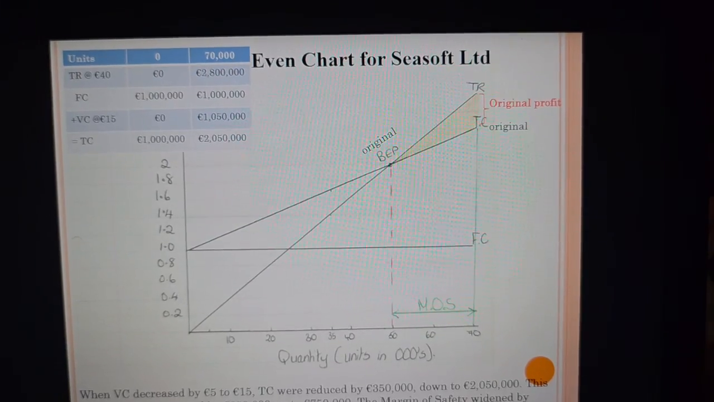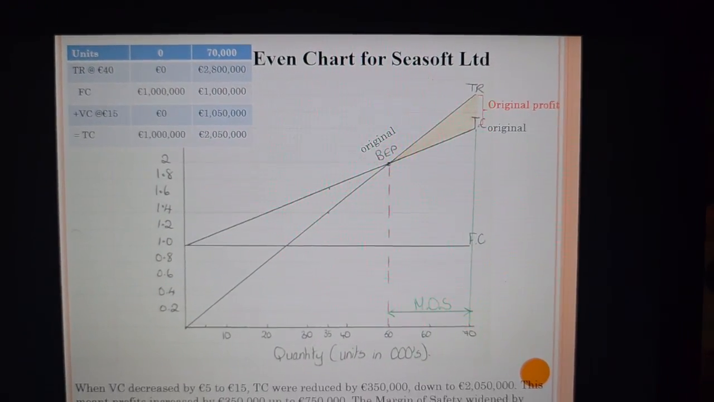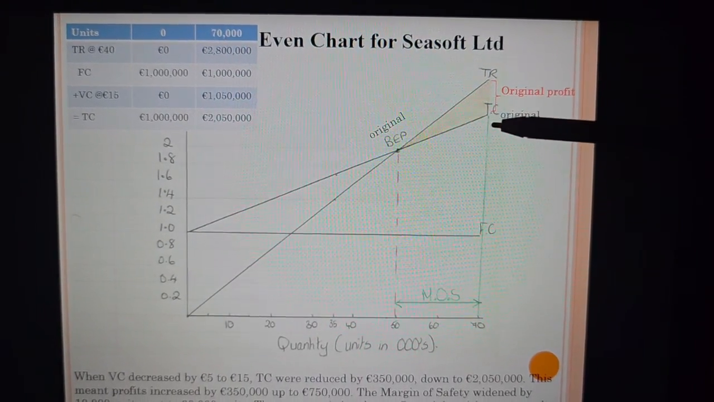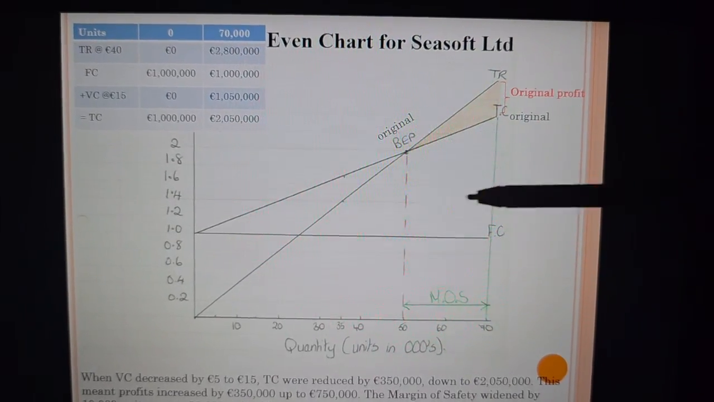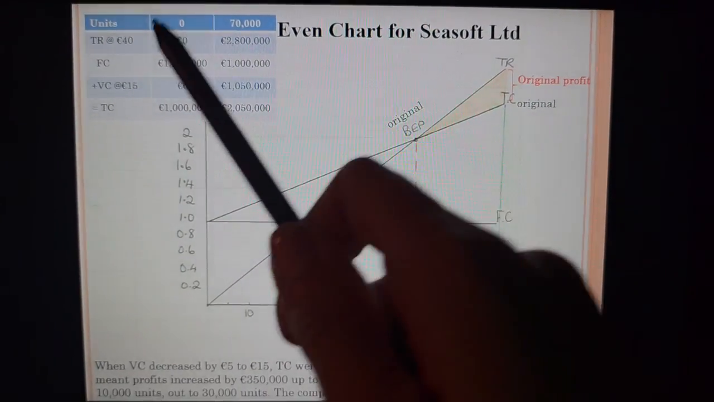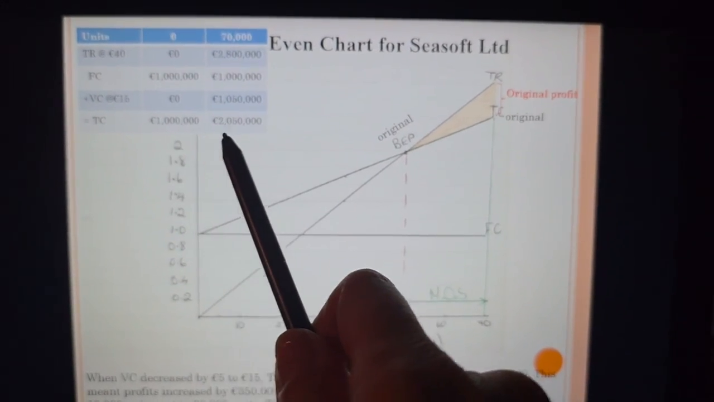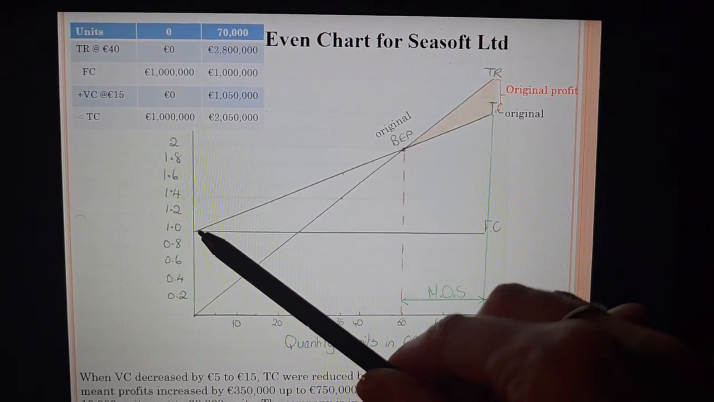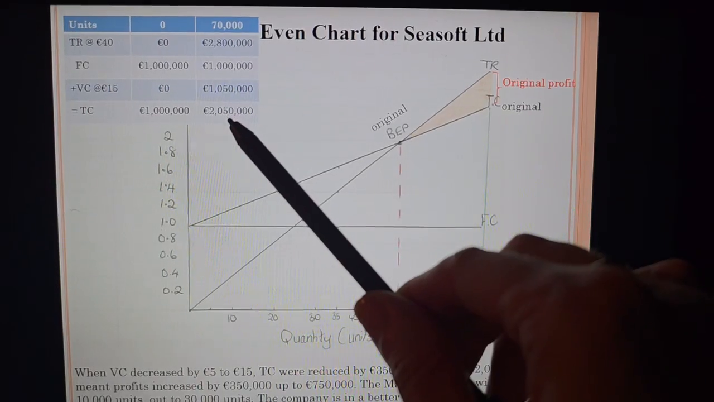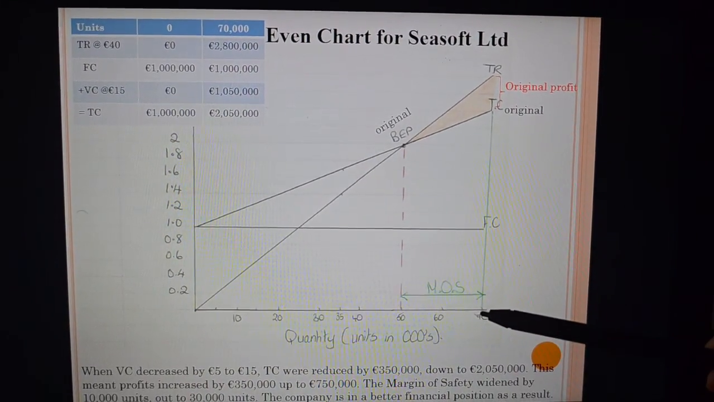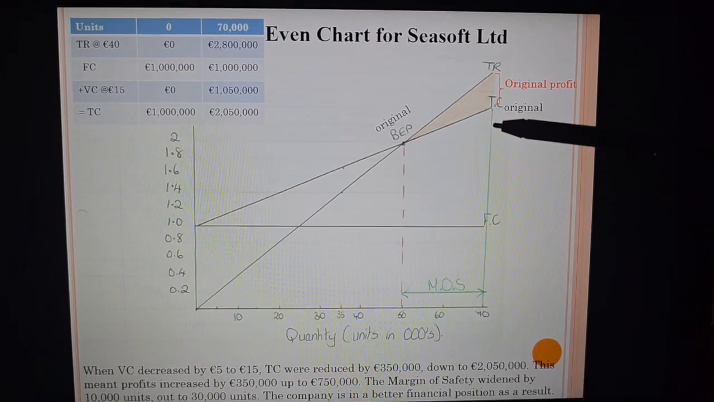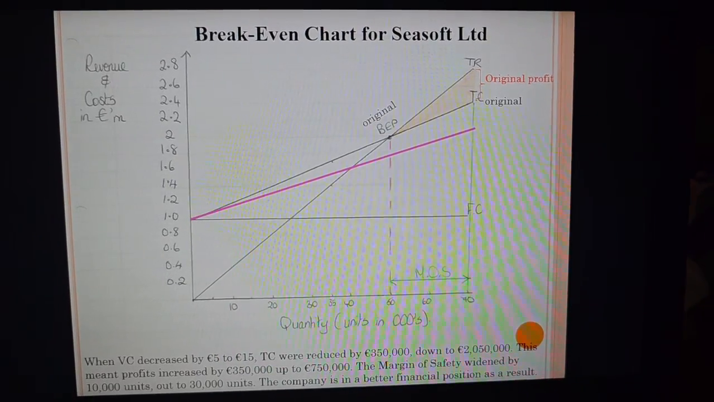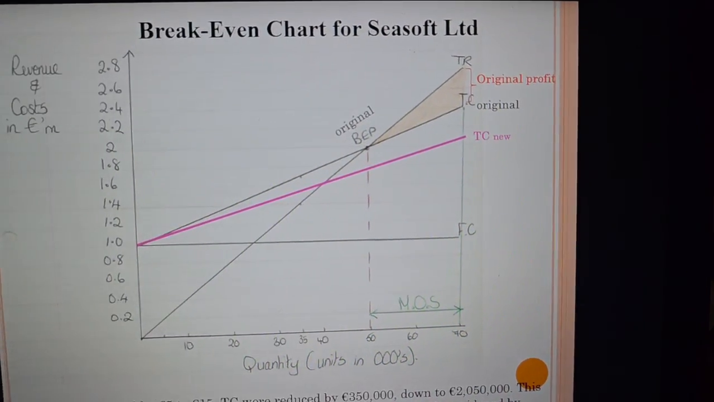Okay, so I'm doing this on top of my old graph, the original one I just drew. So these were all the original figures. Okay, that was the original profit region. That was your total cost line, the original one. That was your original break-even point. That was your original margin of safety. So now, based on my new total cost line here, okay, my figures, I'm going to plot those 2 points. So 1 million is my starting point, and then 70,000 units and 2.05 million. So 70,000 units up to 2.05 million, which will be roughly around there. Plot the points and connect them. Label it. That's my new total cost line.